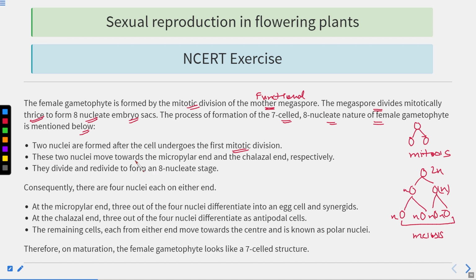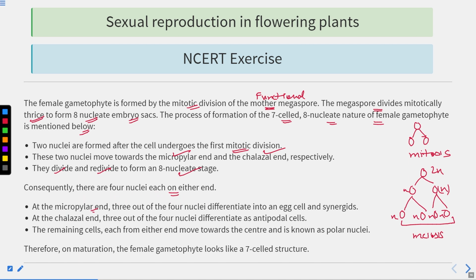Then these 2 nuclei move, one towards the micropylar end and one to the chalazal end respectively. Now these nuclei divide and redivide and form the 8 nucleate structure. Clear? So there are 3 mitotic divisions in total. Consequently, there are 4 nuclei on either side.